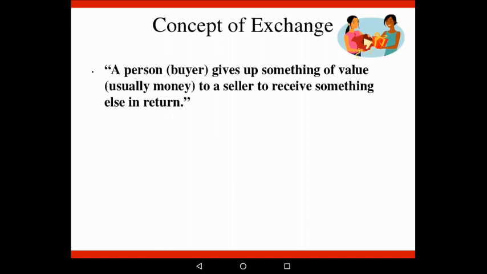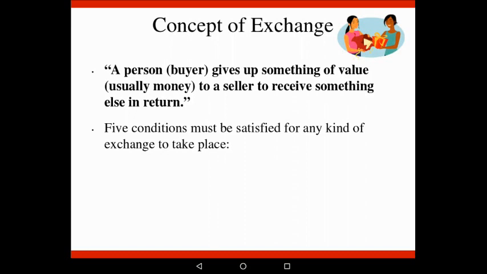Okay, let's look at the concept of exchange. A person or buyer gives up something of value, usually money, to a seller to receive something else in return, like that image over there. One is giving a present and the other one is giving something else, right? They're exchanging two things of value with one another.